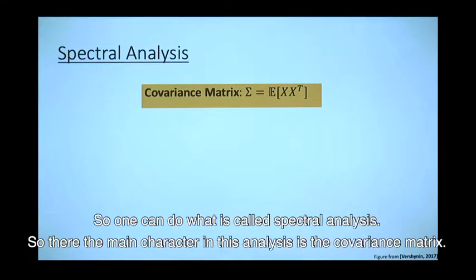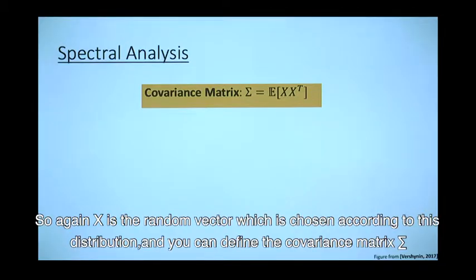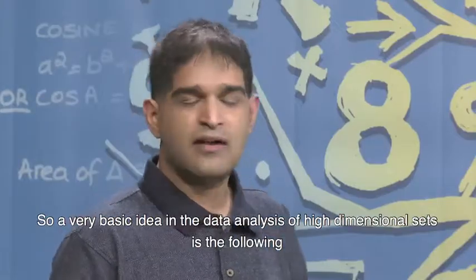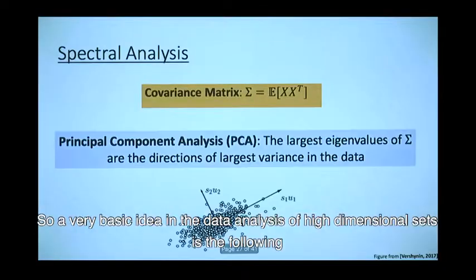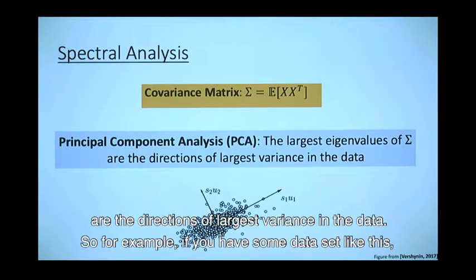So, one can do what is called a spectral analysis. The main character in this analysis is the covariance matrix. Again, x is the random vector chosen according to this distribution, and you can define the covariance matrix sigma to be the expectation of x x transpose. A very basic idea in data analysis of high dimensional sets goes by the name of principal component analysis (PCA), which says that the eigenvectors of the largest eigenvalues of the covariance matrix sigma are the directions of largest variance in the data.